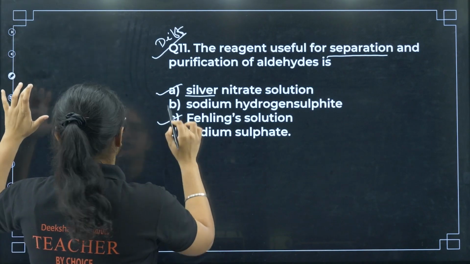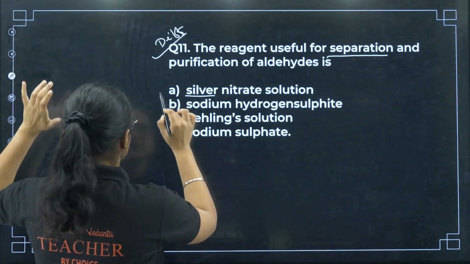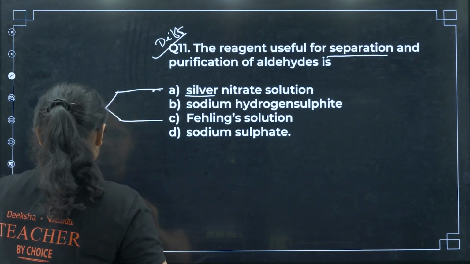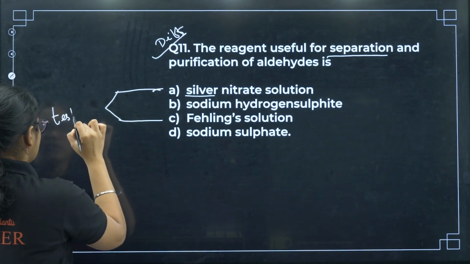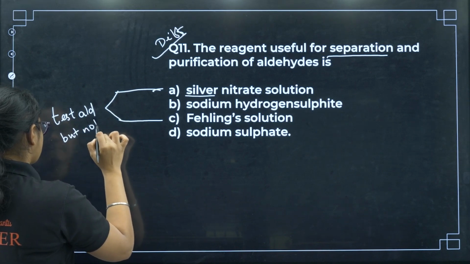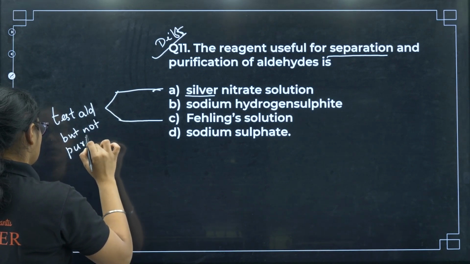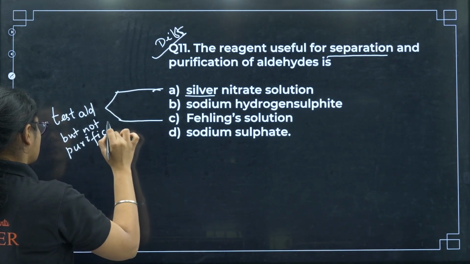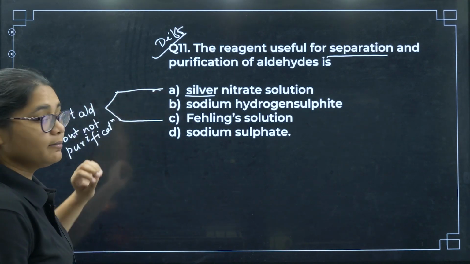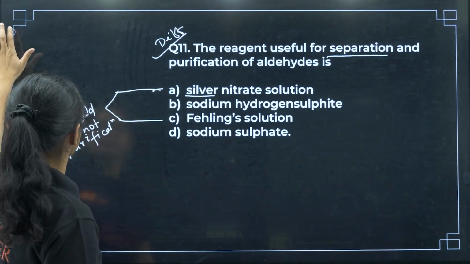Let me not put a tick mark, it will confuse with the answers. See, if I use this one and this one, what can I do? It can be used to test aldehydes, but not for purification. Okay. So that is why we can cancel A and C. Now sodium hydrogen sulfide, what does this do? You see here.